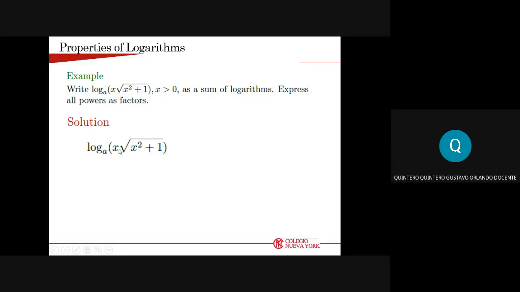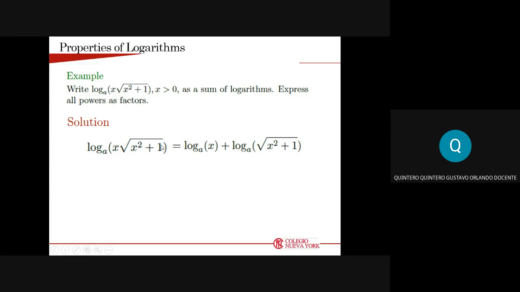We have a multiplication. Look, the x is multiplying the root. That's right, x times root. Since that is a multiplication, we can expand it into 2 logarithms that are adding, like this. The first logarithm, of course, with the same base a. The first value of the logarithm is going to be x, the first factor. X. And the second value is going to be the second factor.